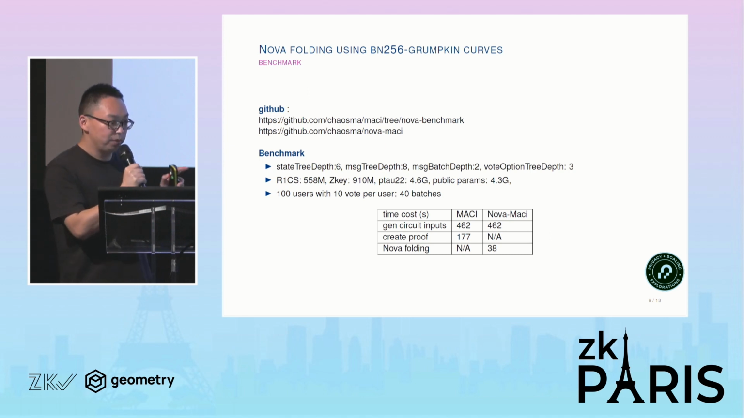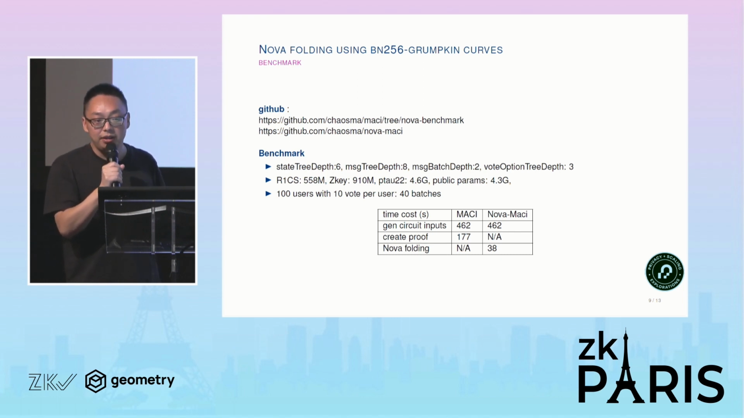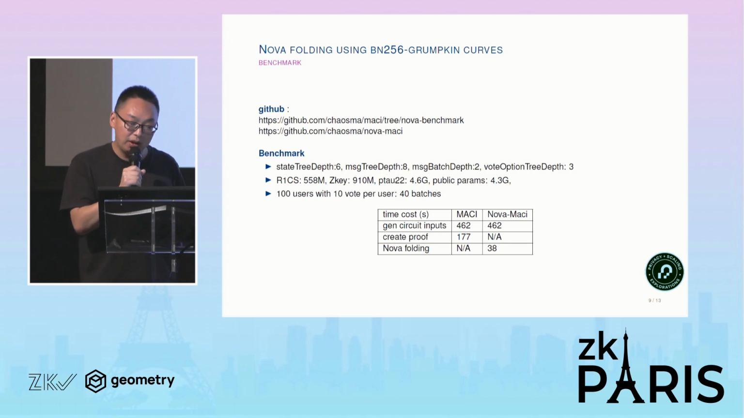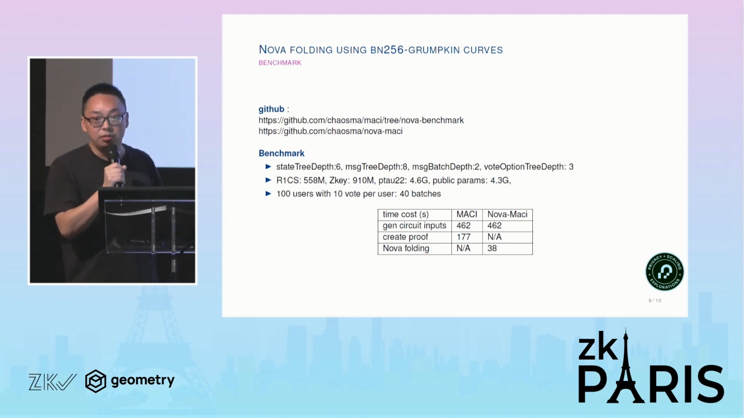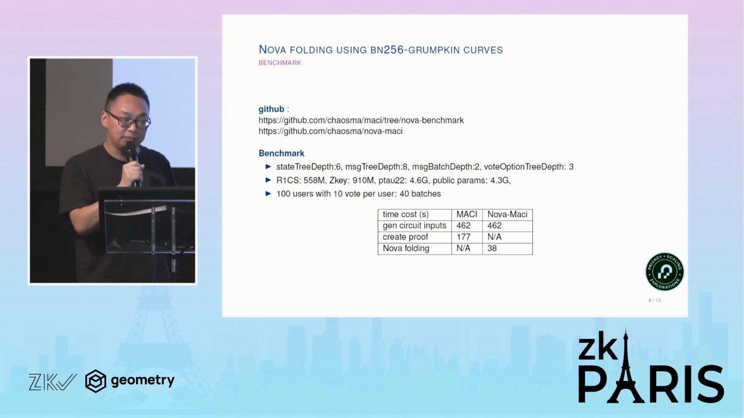However, because we are using IVC, in this test case we have 14 batches. So in the original MACI, we have to verify on the Solidity verifier 14 times. With this setup, we only verify one time, for the last step. So you greatly reduce the on-chain verifier gas cost with this approach. So that's the benchmark result.